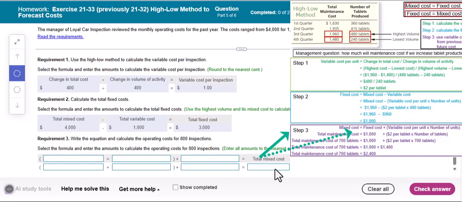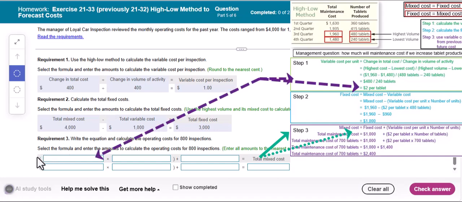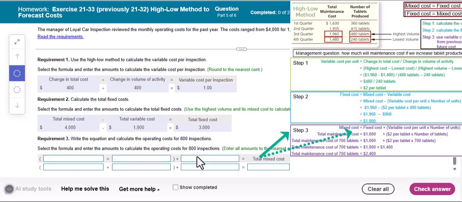And notice there's something in here with a multiplier. Which one of these costs, fixed or variable, includes a multiplier? That's the variable cost. Notice there's parentheses here and here. So how do we calculate the variable cost? It is the variable cost per inspection, this $1, times the number of inspections, since we're trying to figure out what the total mixed cost is for 800 inspections.